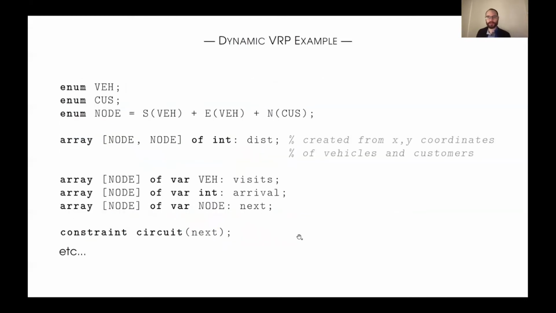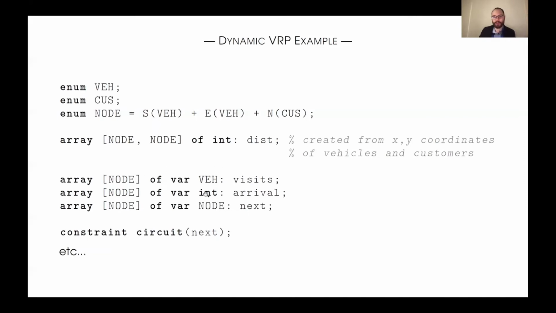Okay, let's look at a quick dynamic VRP example before we dive into some details. As we saw, we have an object set of vehicles, we have an enum of customers, and we have the nodes. Then we have the distance, the travel distance from one node to another. And this is created from XY coordinates of vehicles and customers, right? We have some decision variables here. We have what vehicle visits that node.